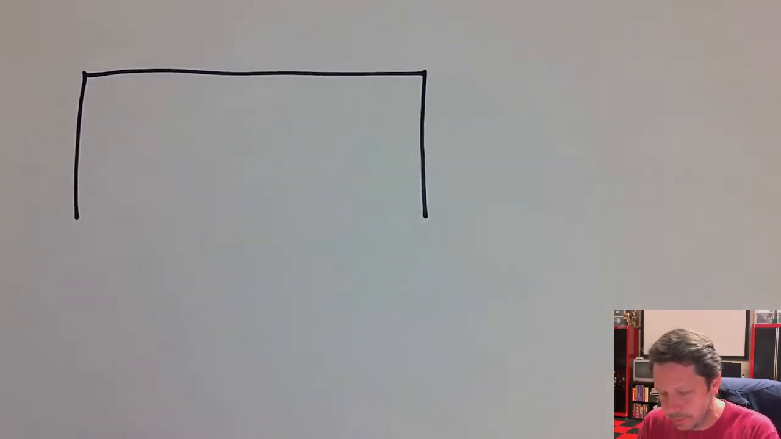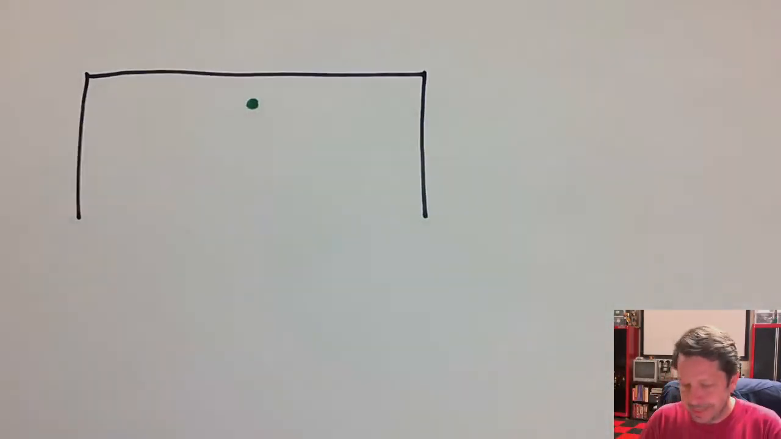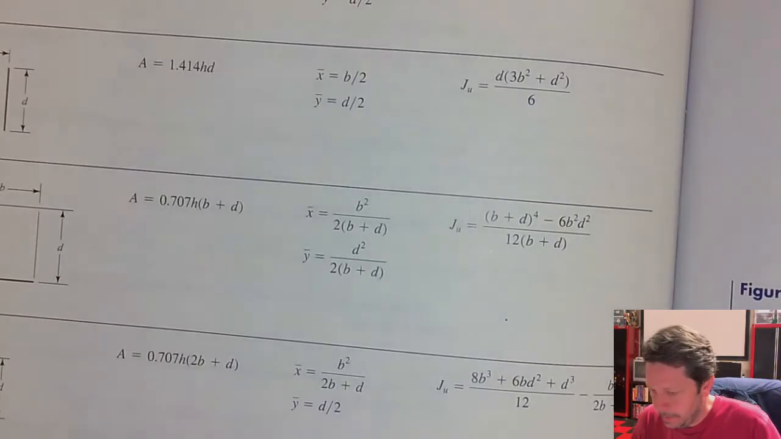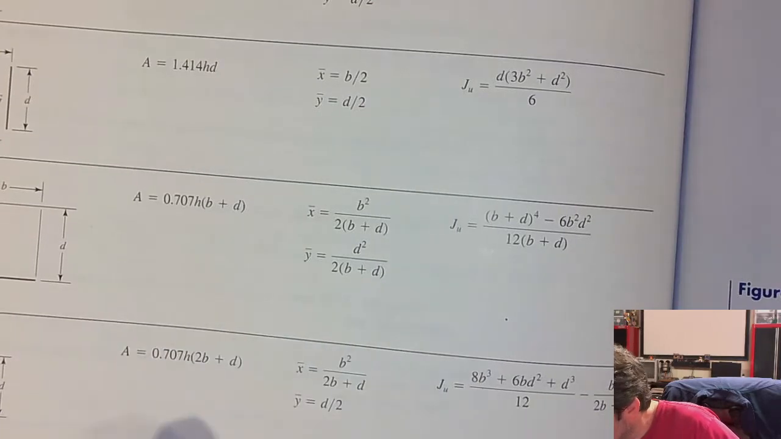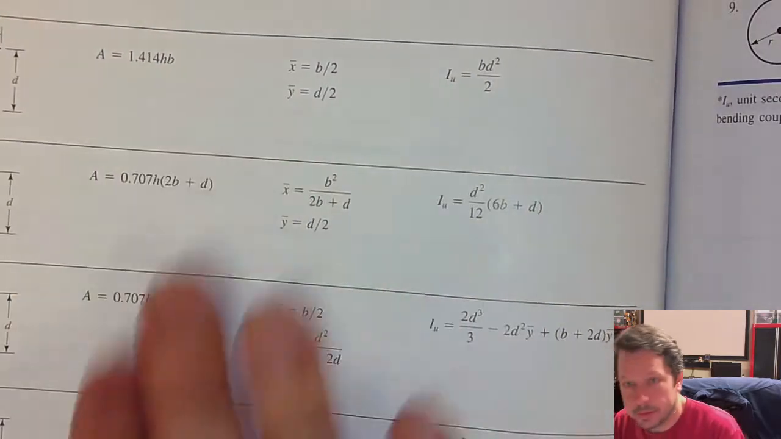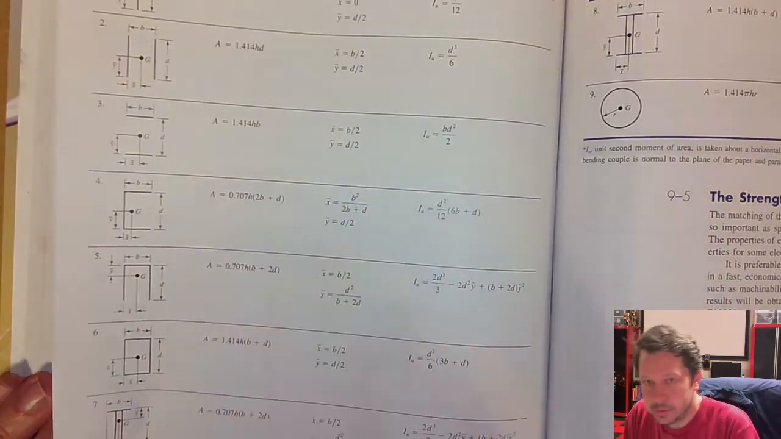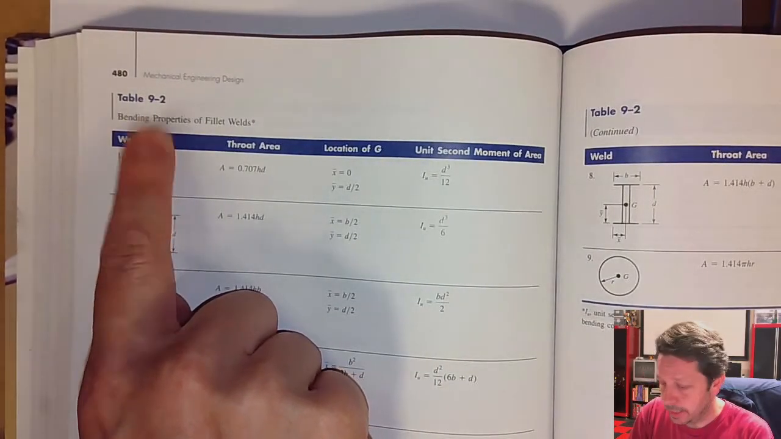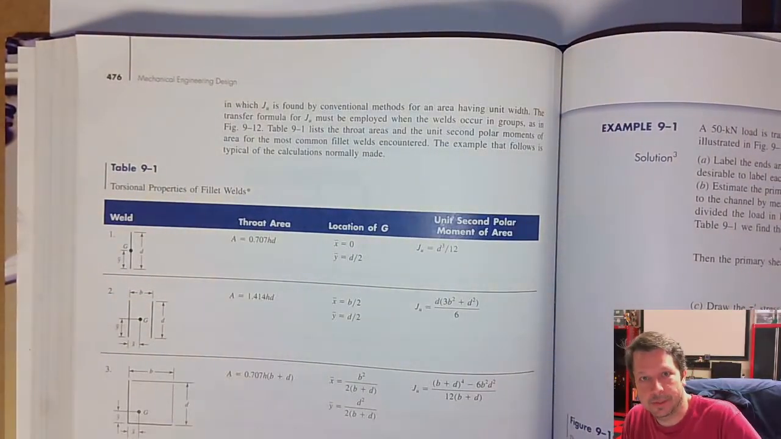Actually, first, we probably need to find where's the centroid of this weld group. So to do that, we need some of the tables over here. Now, we have two of these tables, remember. We have table 9.1 here, and we have table 9.2 over here. Well, we're kind of zoomed in there. Let's zoom out a little. All right. The difference is table 9.2, if you look at the top of it, it tells you bending properties. So 9.1 is torsional properties. So we have to pick the table that makes the most sense with what we're doing.